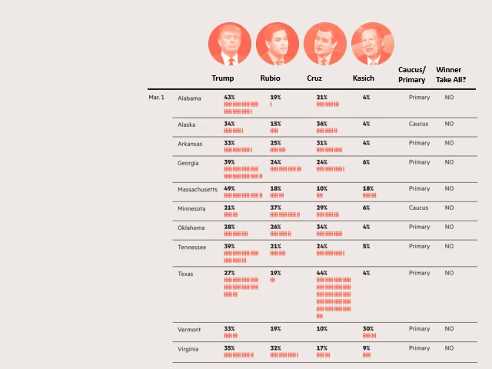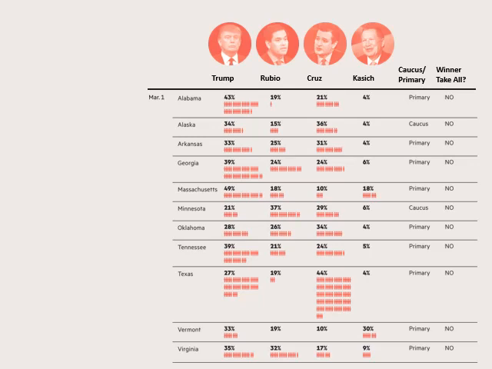In Tennessee, Trump took 39%, Rubio 21%, Cruz 24%, Kasich 5%. The delegates were awarded proportionally. And in Texas, Trump took 27%, Rubio 19%, Cruz 44% because it's his state, and Kasich 4%. And the delegates were awarded proportionally.